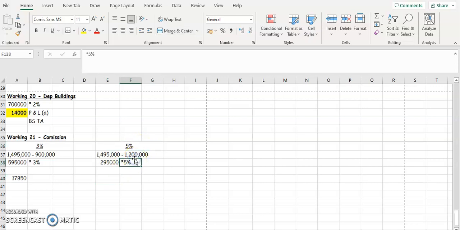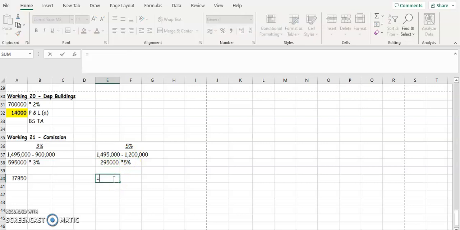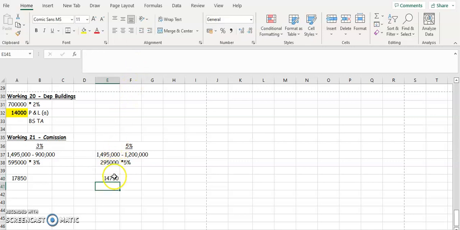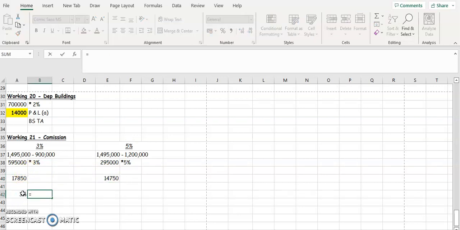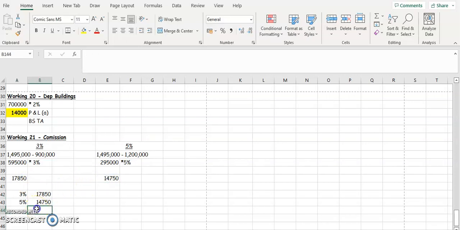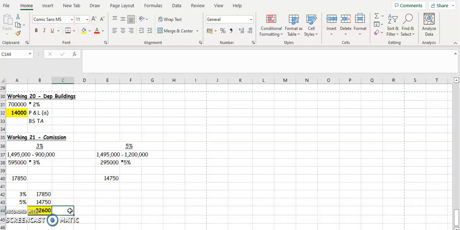He's going to get 5%. So between 1.2 million and 1.495 million, which is 295,000, they're going to earn 5% on that. So it's 295,000 multiplied by 5%, which is 14,750. So these two figures, the 3% and the 5%, added together are going to be their total commission: 32,600. That's how much you need to pay them in commission.